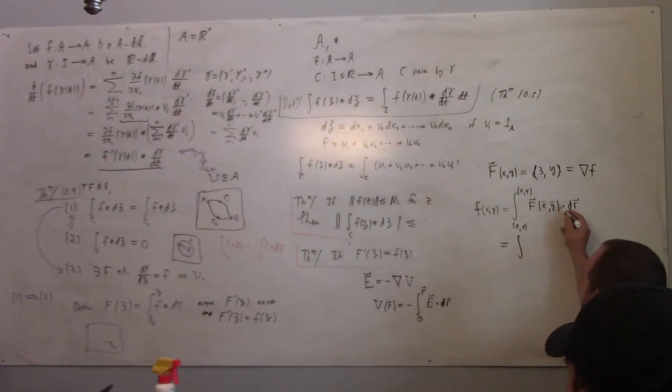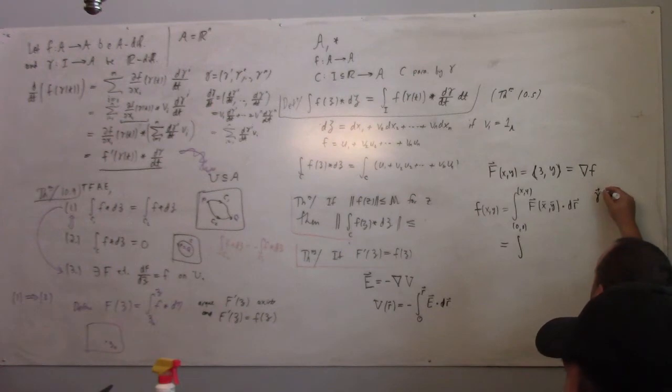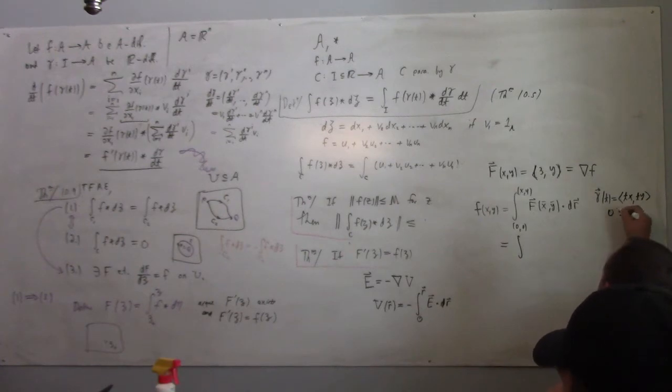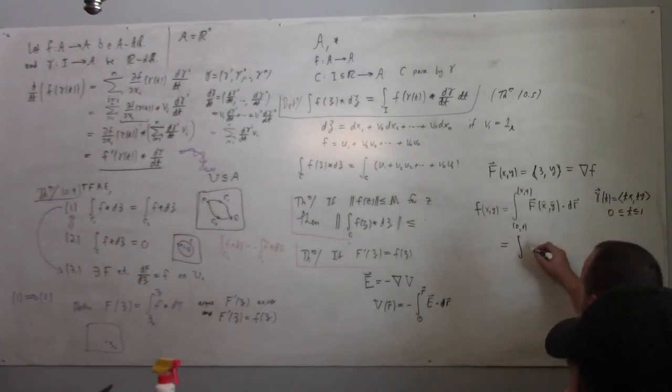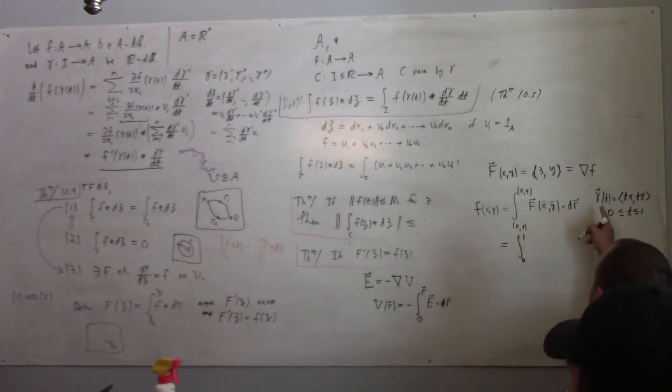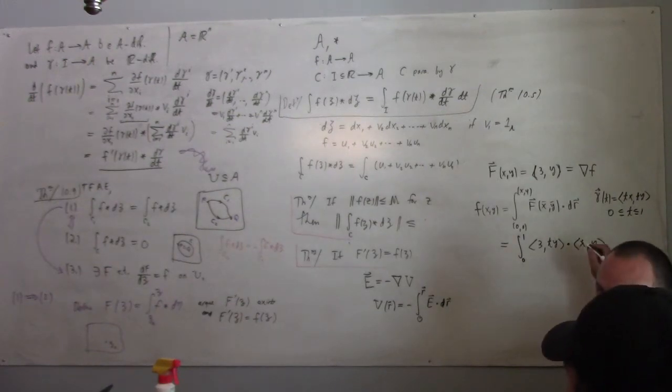So I might as well just use the path gamma of t equal to tx, ty, for t between 0 and 1. That's a nice parameterization. Right, so then I've got the integral from 0 to 1. I have to take f and evaluate at that, right? So that's 3, and then y is ty. And the derivative of that, well, that's xy. In the integration, x and y are fixed, for r hat.